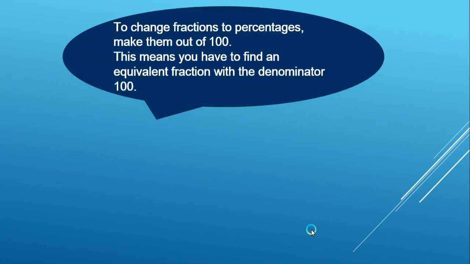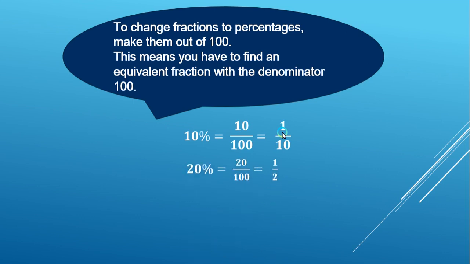So to change fractions to percentages, make them out of 100. This means you have to find an equivalent fraction with the denominator 100. For example, I have here 10%. 10%, I have to write as the fraction 10 over 100, which will be 1 over 10.